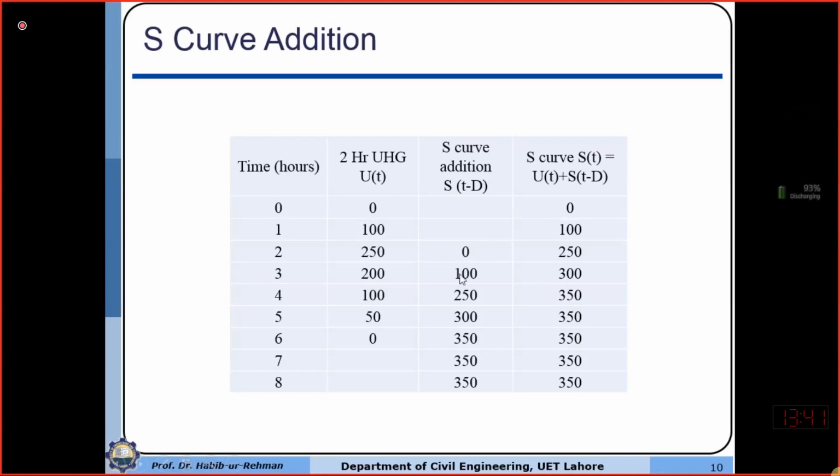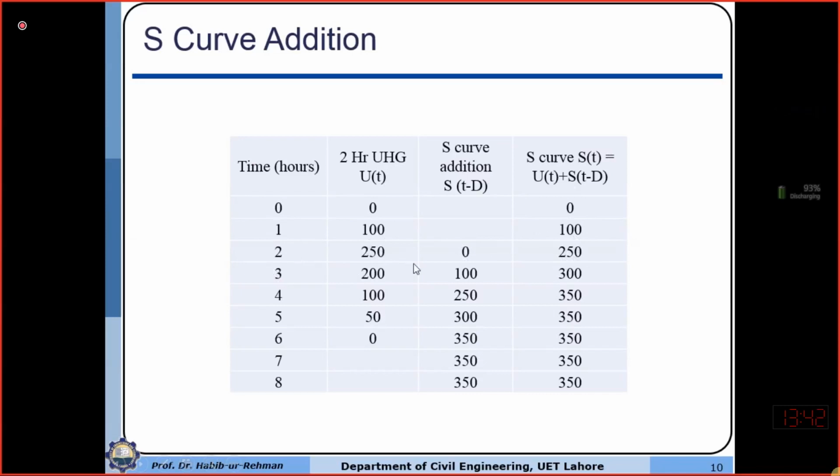Now the third block of this column. T is 2 and D is also 2, so 2 minus 2 is 0. So this block is S0, and S0 is 0, so we put 0 over here. Now what is S2, the ordinate of the S curve at time step 2? S2 is U2, 250, plus S(T minus D), that is 250 plus 0, which is equal to 250.